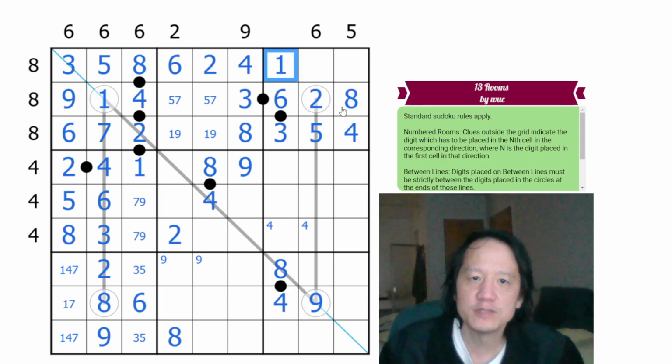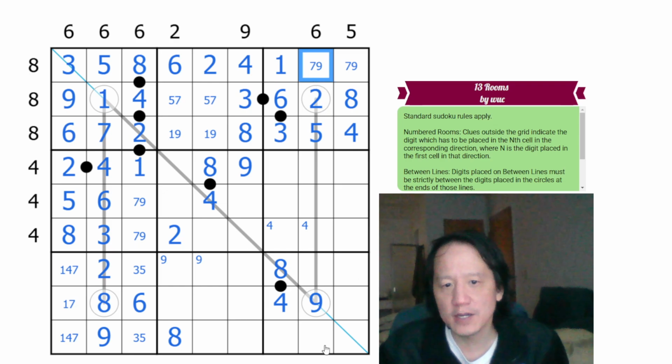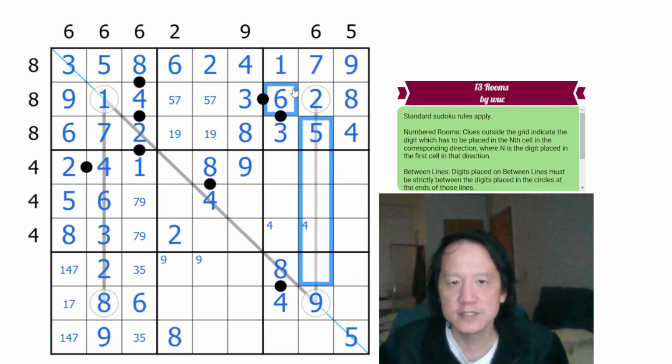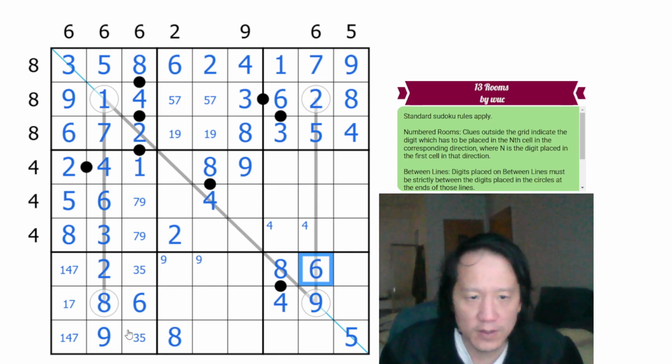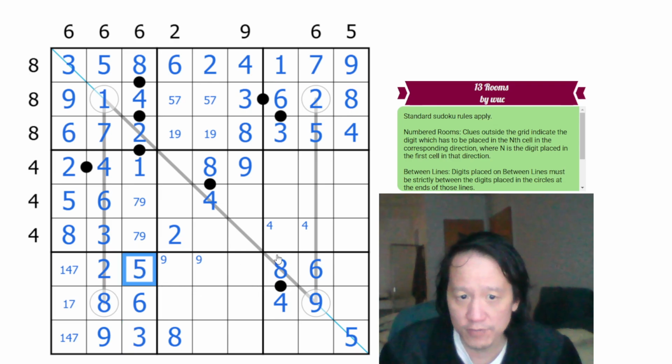So therefore, this must be the 1 in box 3. And we have 7 and 9 left over. This can't be 9 because of this 9, therefore this must be a 7, which forces this to be 9, which means the 5 is in the 9th cell, so therefore this is a 5. And the 6 is in the 7th cell, so this has to be 6. This can no longer be 5, so this is now a 3, which makes that a 5.